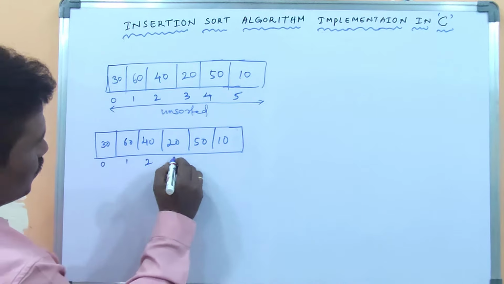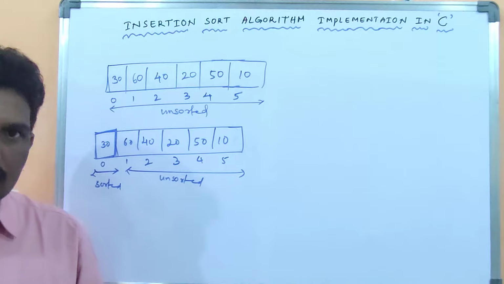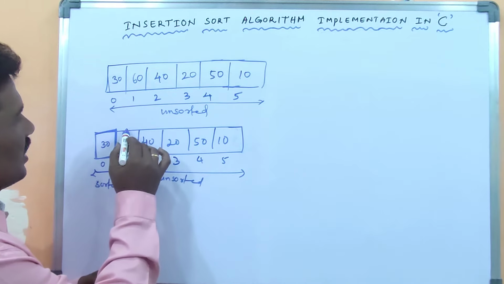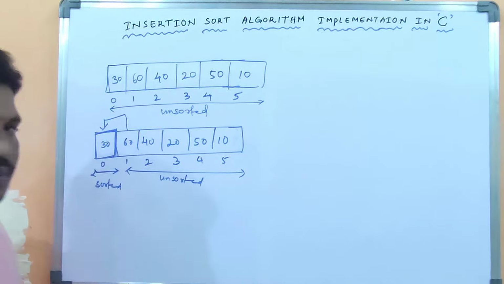Because you have already taken the first element, this part is called sorted, and the next part is called unsorted. You have to take the first element from the unsorted sublist. Then it can be inserted at the proper position in the sorted sublist. You have taken 60, the first element from the unsorted sublist.